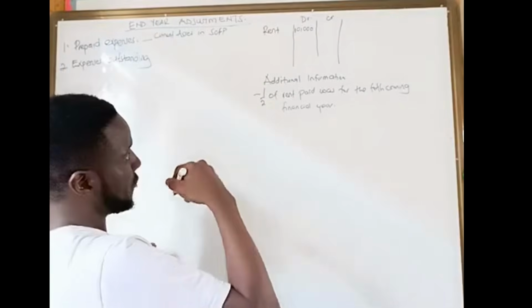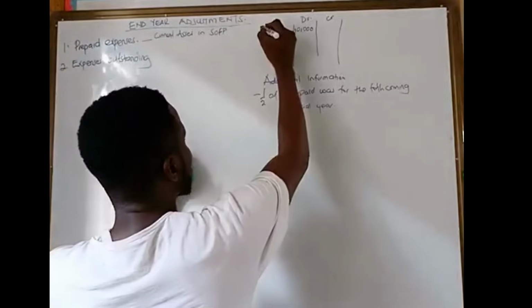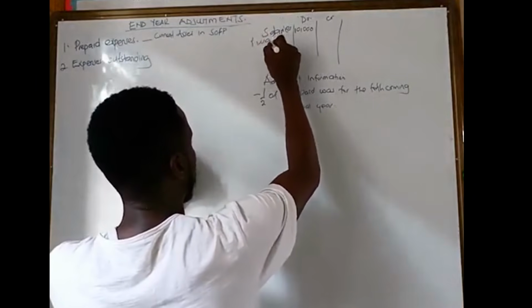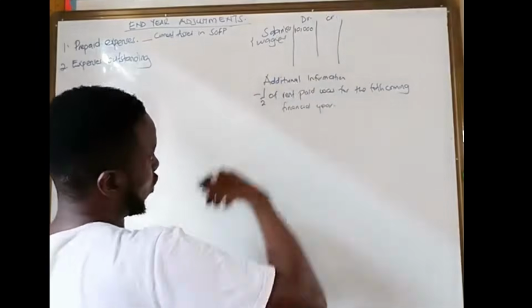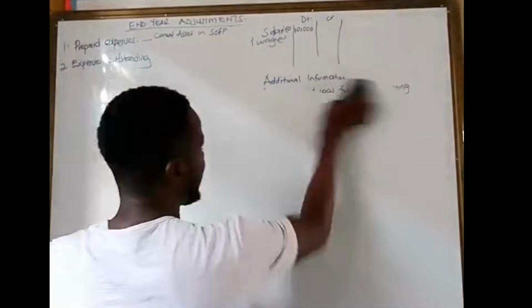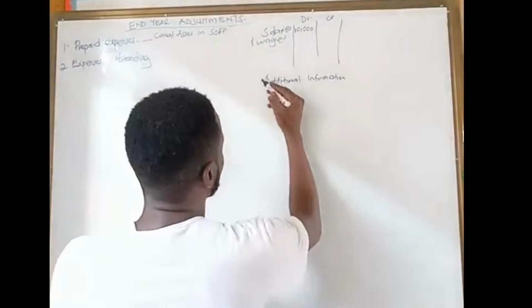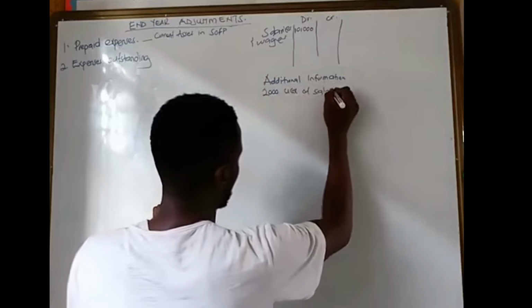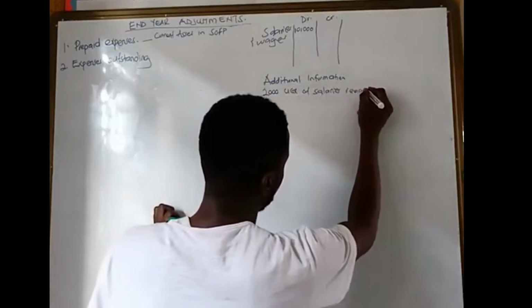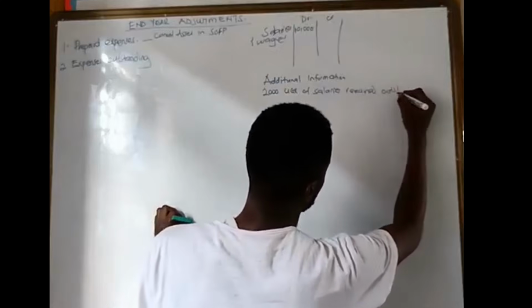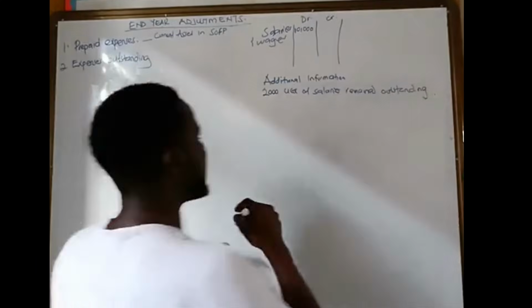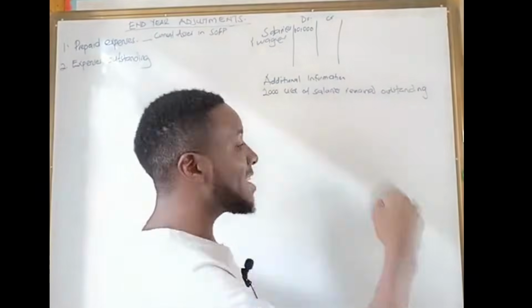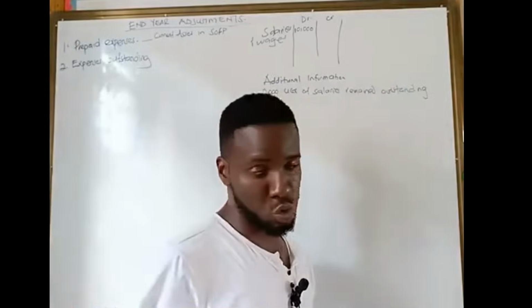Salaries and wages. Let me say it's 10,000. Then in additional information, they tell you that 2,000 Ugandan shillings of salaries remained outstanding. So if this is the case, how are we going to treat this? Remember, when it is a salary outstanding, it means they are still demanding it from you.